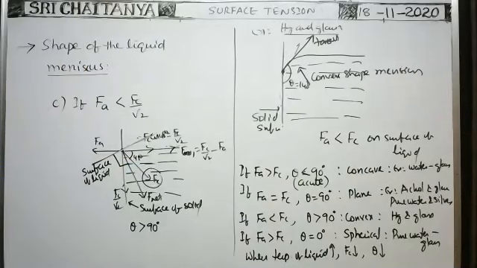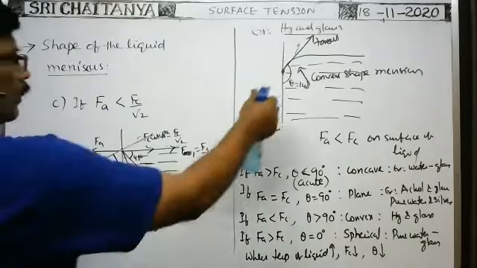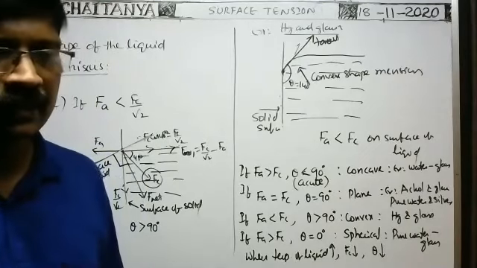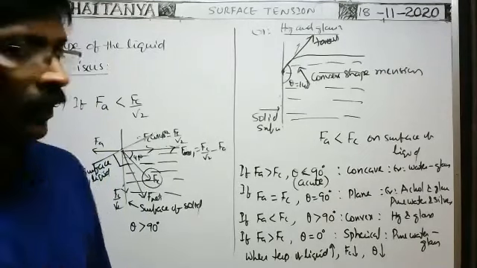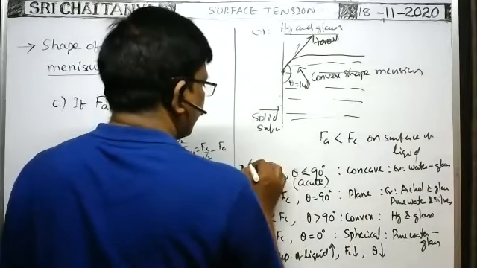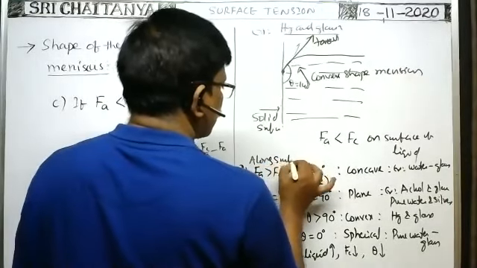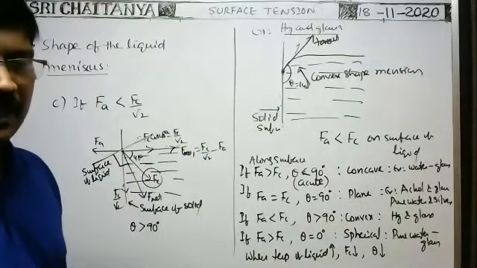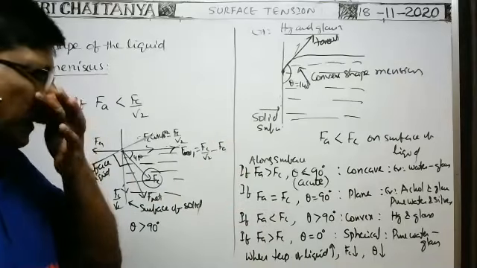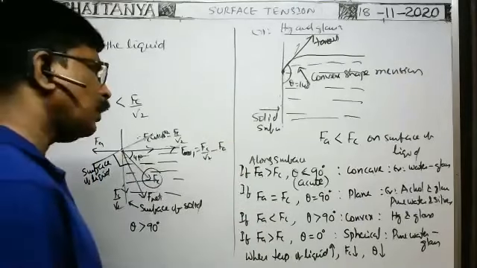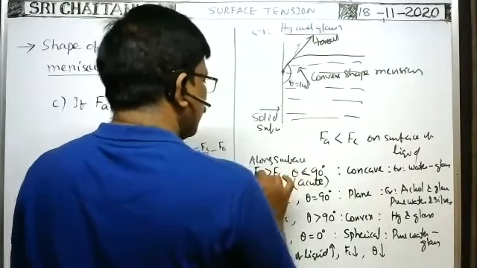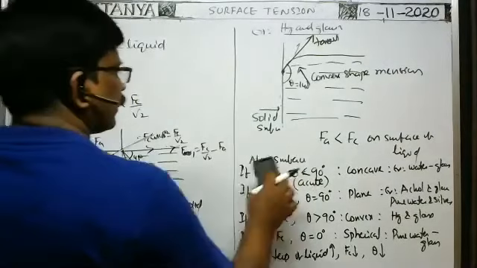Okay. Next. Shall I erase now? So it is the shape of the liquid meniscus. Here, along the surface of the liquid, I said all these. Okay, we can write Fc by root 2 also, along the surface of the liquid, or if Fa is greater than Fc by root 2. Okay, you can write like that also, no problem.